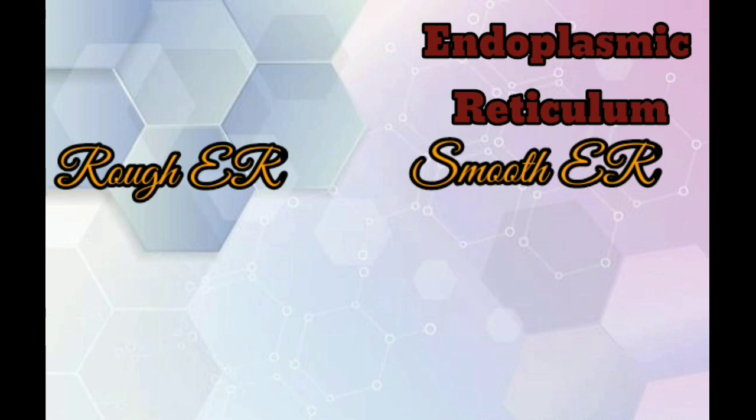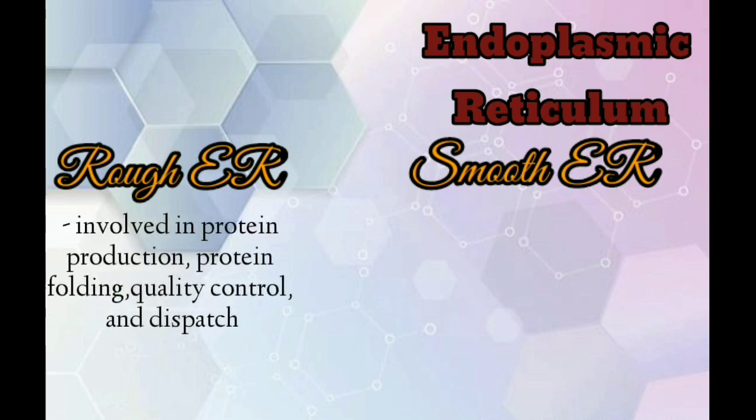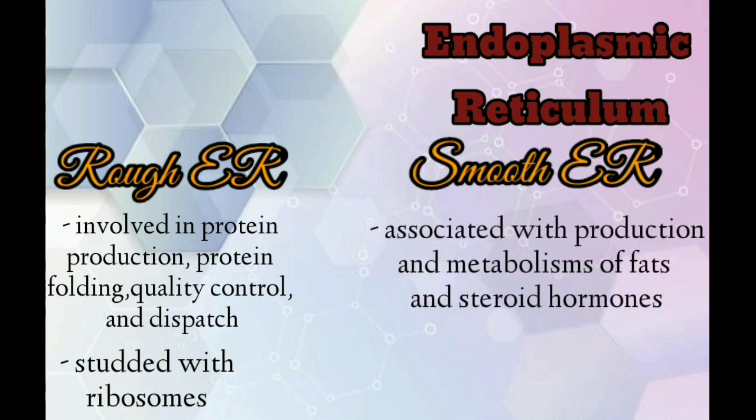Rough endoplasmic reticulum is involved in some protein production, protein folding, quality control, and dispatch. It is called rough because it is studded with ribosomes. Smooth endoplasmic reticulum is associated with the production and metabolism of fats and steroid hormones. It is smooth because it is not studded with ribosomes and is associated with smooth slippery fats.